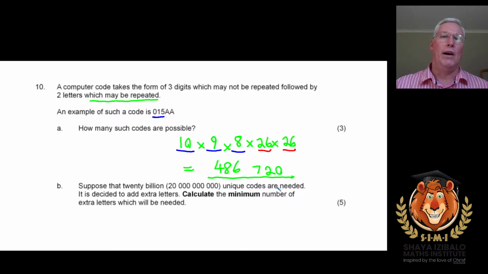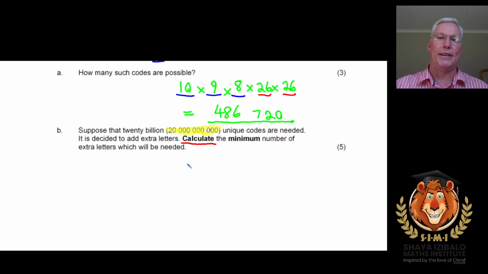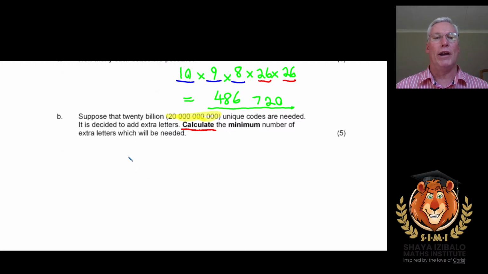Okay, now suppose that we're going to keep the format the same. We're just going to add some extra letters in, in order to be able to build 20 billion unique codes. What's the fewest number of letters that we need to add? It does say calculate, so we're not going to get an answer just by guessing and checking on a calculator, right?